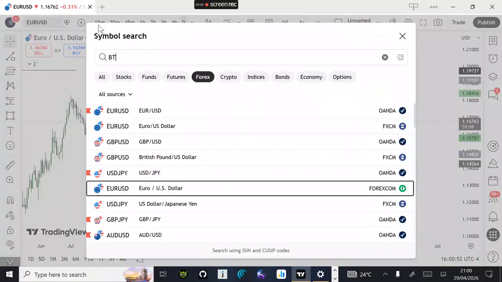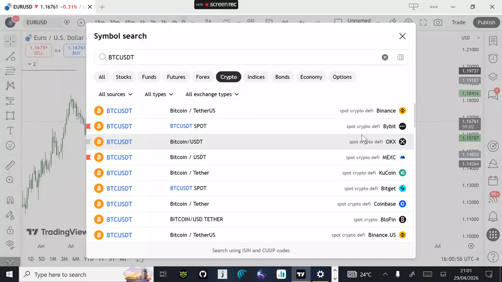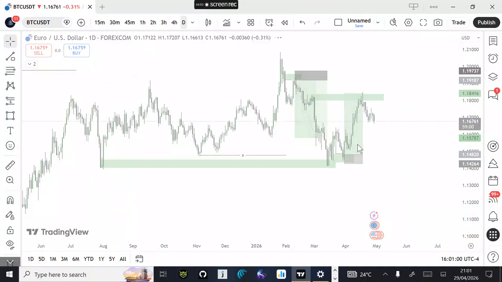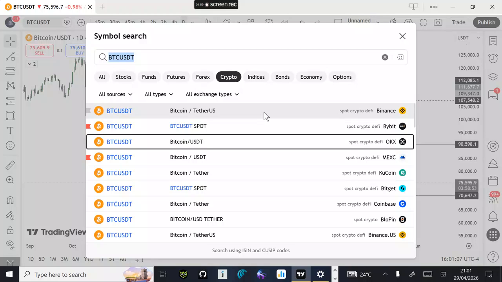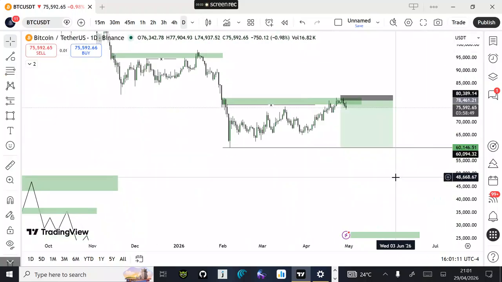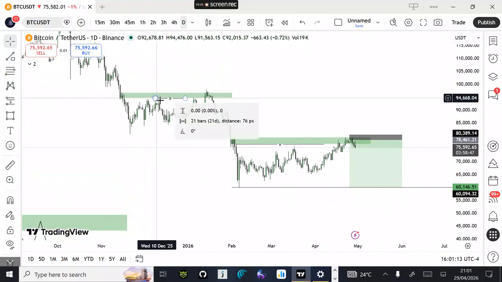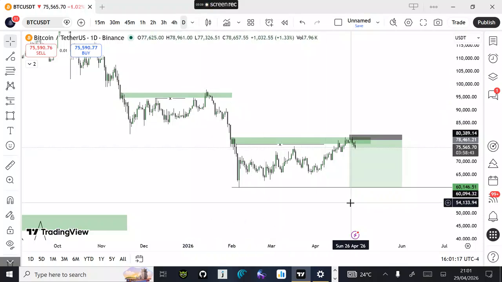I will then go to Bitcoin. I want to see what is happening on Bitcoin. It's very important we know that. So let's look at what's happening on Bitcoin today. Let me use the bigger chart. Your mentors out there are telling you to keep buying Bitcoin. Now you can see we had something like this, an inducement, and price tapped into this order block and dropped.